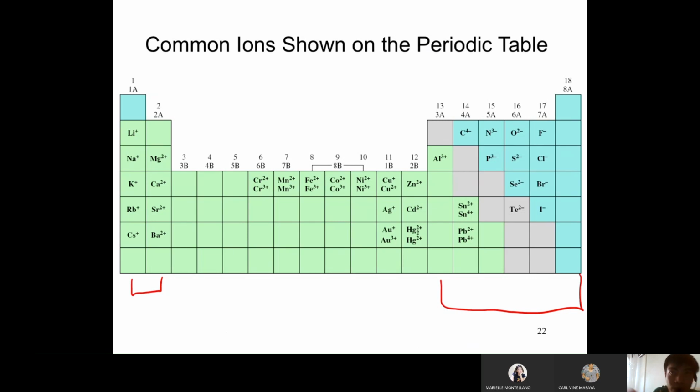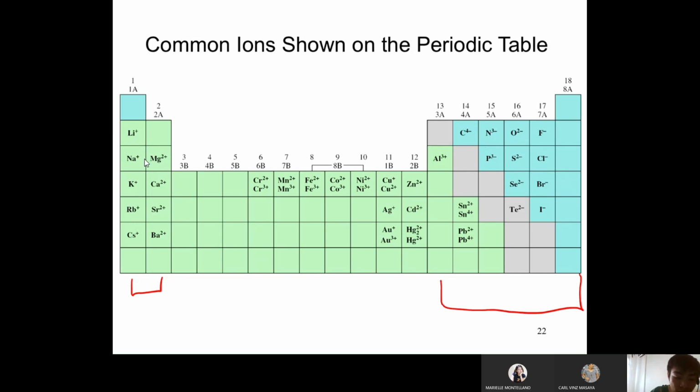Itong nasa left side and sa right side ng periodic table, mamaya na to. Mamaya na yung nasa gitna. So itong nasa left and right side ng periodic table, these are the common ions that they can form. Bigyan ko na kayo ng idea sa mga mangyayari sa susunod na chapter. You can actually predict the charge of your atom depending on which group it is in the periodic table.